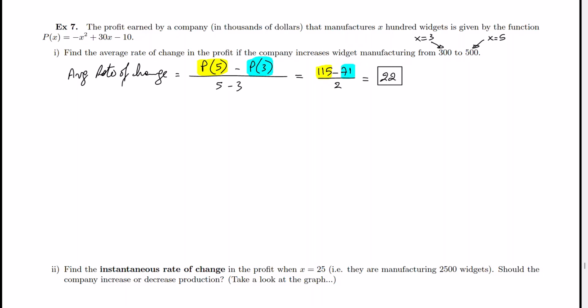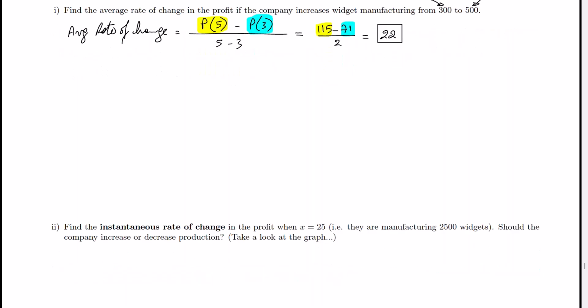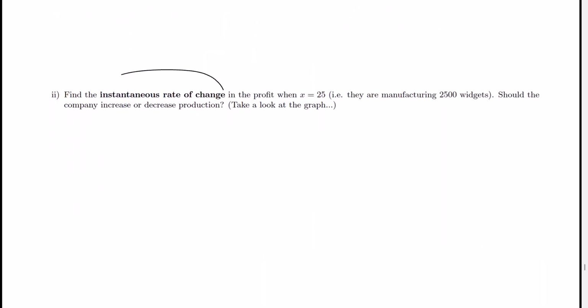So 22 is the final answer, and I'll let you worry about whether to put the units. It's in thousands of dollars per hundreds of widgets. I'm not going to write that here, but that's what it is. Anyway, that's the end of the average rate of change. So cool, we're done with that part. That's the easy part. Now we are looking for the instantaneous rate of change, meaning the derivative or the slope of the tangent line when the profit is 25.